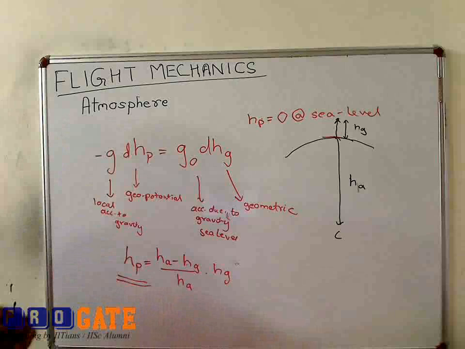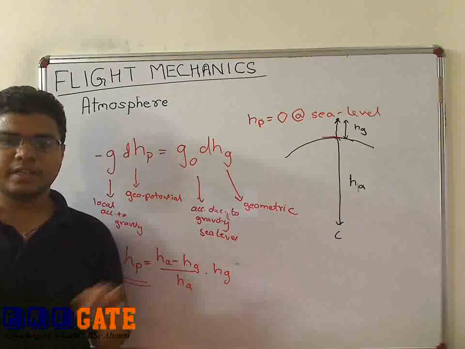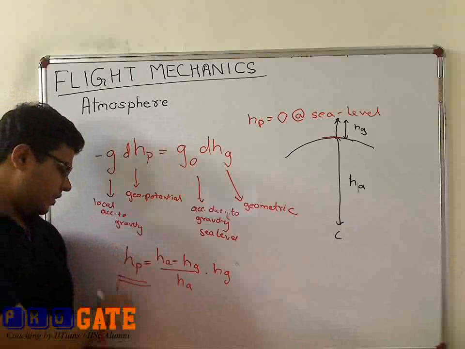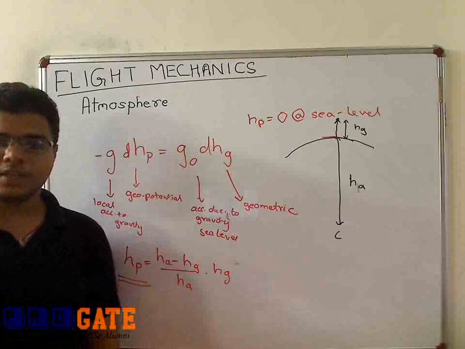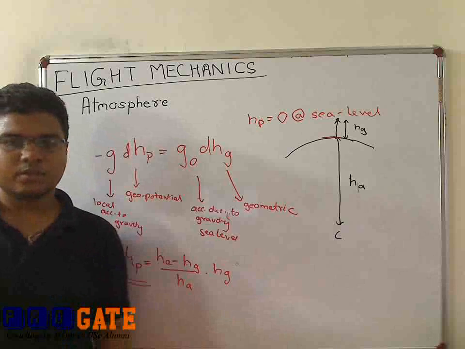So all the references of pressure, temperature and density given in the standard atmosphere are related to the geopotential altitude of the point. So we'll stop here.